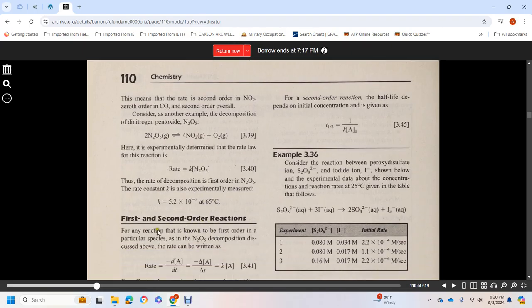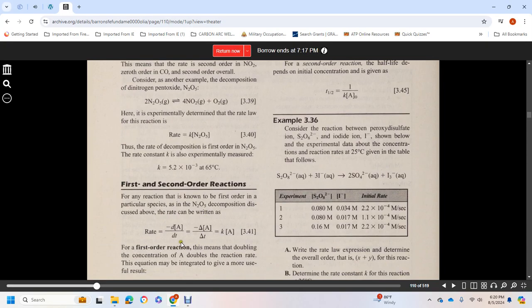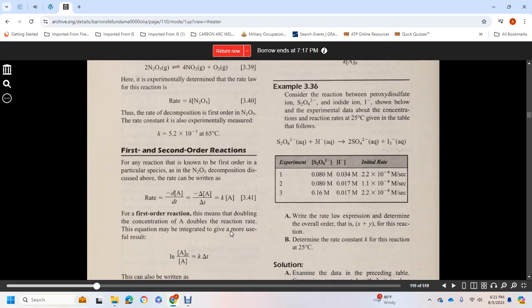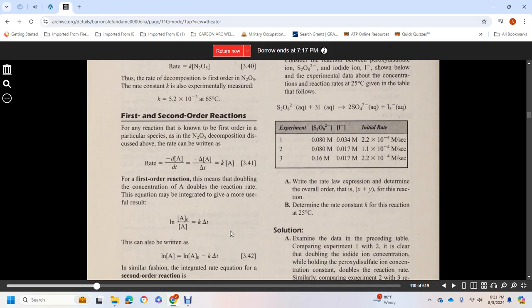First and second order reactions. For a reaction known to be first order in a particular reactant, such as the dinitrogen pentoxide decomposition discussed above, the rate is written: rate equals negative d[A] over dt, which equals k times [A]. A first order reaction means that doubling the concentration of A doubles the reaction rate. The equation can be integrated to give a more usable result: ln of [A]0 over [A] equals k times t.